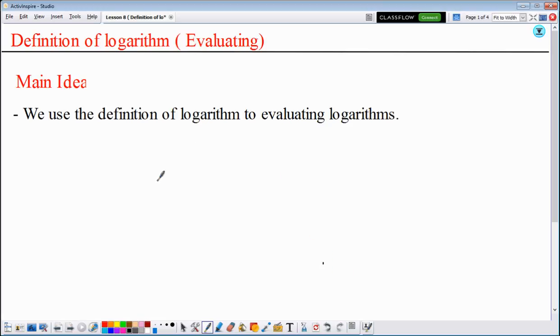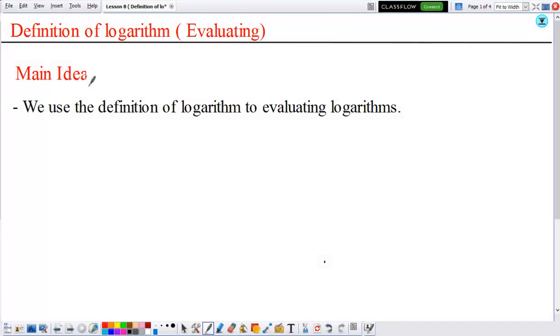Today, we will see what is the definition of a logarithm. Now, in order for us to understand the definition of a logarithm, we will do some examples. But first, the main idea for this whole lesson is that we're going to be using the definition of the logarithm to evaluate the logarithm. So when you want to find out the value of a logarithm, we will be applying the definition, and we're going to introduce the definition in this lesson. So the main idea, we use the definition of logarithm to evaluate logarithms.